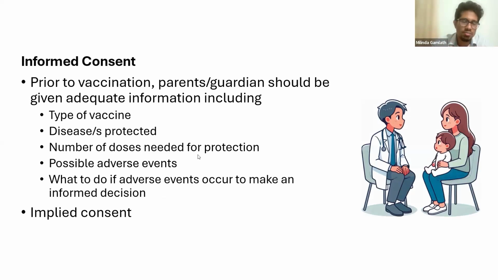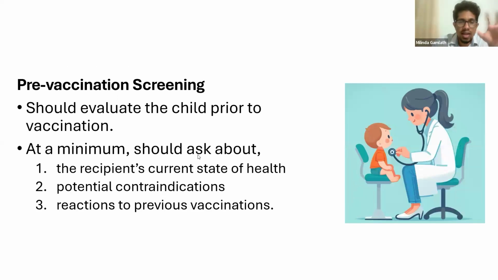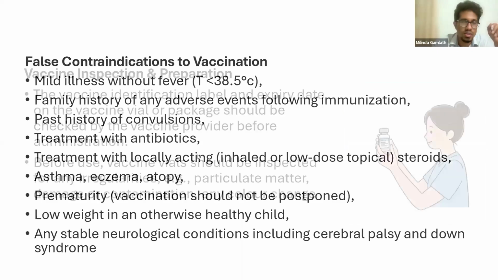If they bring their child, that means they give consent, right? For the school health program, we usually take written consent. We tell them to get certain forms signed. Pre-vaccination screening, at the minimum, these three things should be asked. So there are false contraindications to vaccinations as well. So mild illnesses without fever and even mild fever, they are not contraindications. Family history and past history of convulsions are not contraindications, right?